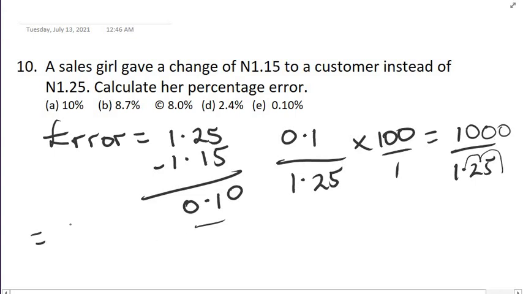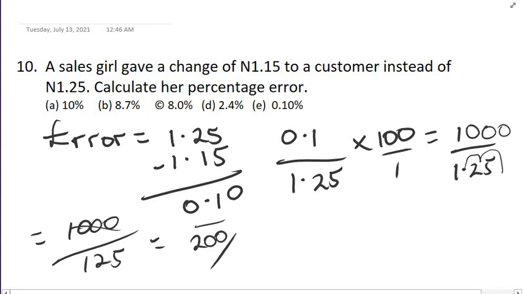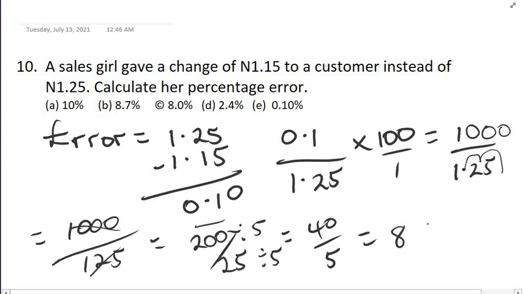So I'm going to have 1000 divided by 125. Divide both sides by 5. Divide the numerator by 5, you get 200. Divide the denominator, 125, by 5, it will give us 25. Divide both sides by 5 again. 200 divided by 5 gives you 40. 25 divided by 5 gives you 5. 40 divided by 5 will give you 8. So the right answer is C, 8%.